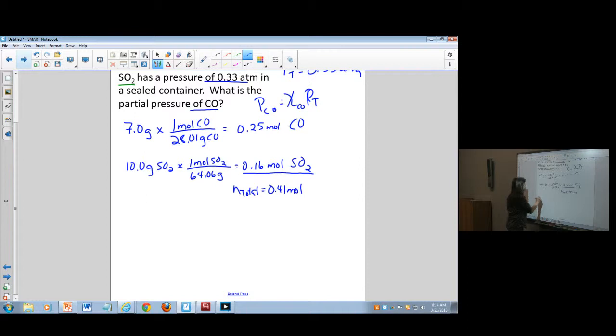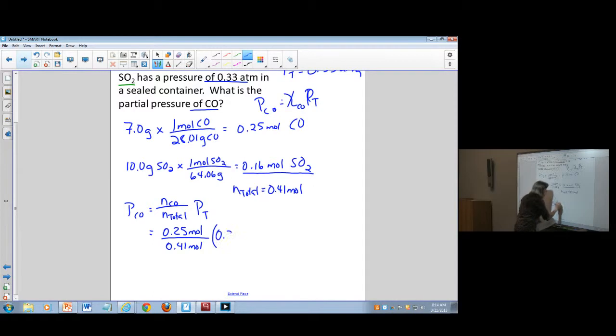So here we are getting the pressure of the CO. We're going to take the n of CO divided by the n total times the total pressure to give us the partial pressure of CO. So this would be equal to 0.25 moles divided by the total moles, 0.41 moles, times the value given to you in the problem for the total pressure, 0.33 atmospheres. Moles are going to drop out, and you're going to end up with units of pressure here, and it works out to be 0.20 atmospheres of pressure exerted by that carbon monoxide.